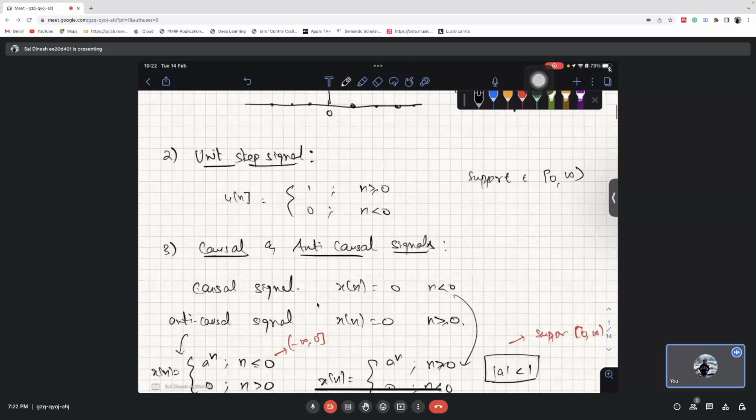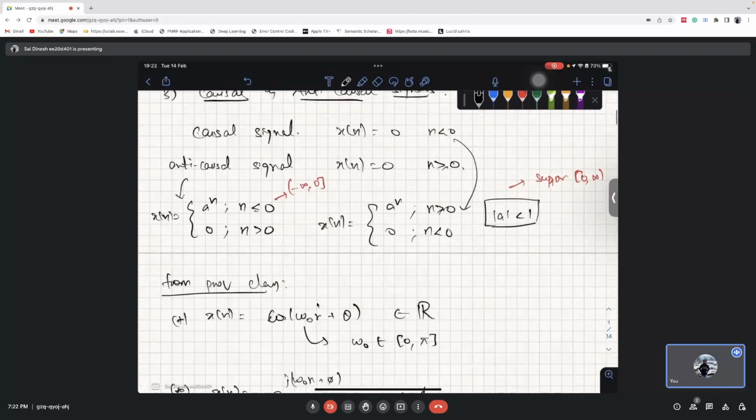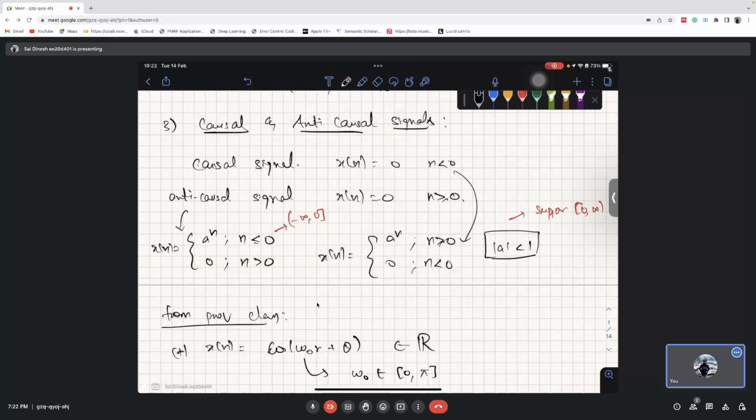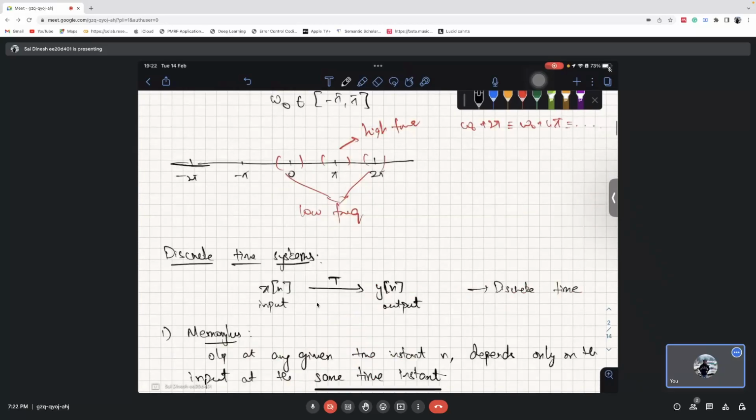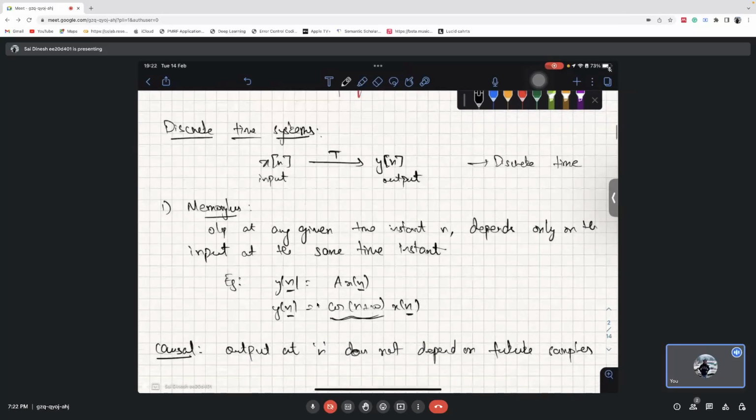So next one is the unit step signal, where u of n equals 1 for n greater than or equal to 0, and 0 for n less than 0. And then we talked about causal and anti-causal signals, where a causal signal means that x of n equals 0 for n less than 0, right?